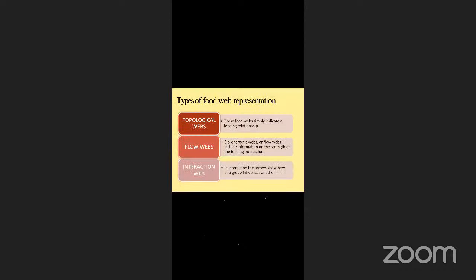Now food webs can be represented in three forms. One is topological webs. That means these food webs indicate only the feeding relationship, so we can see only which organism is feeding on which organism. But in flow webs, we can know the energy also: how much energy is transferred, and how it is transferred from one trophic level to another, and we can study the feeding interaction also. Then there is the interaction web. In an interaction web, we can see how one group influences another group and how the interactions take place. So these three types of representations are possible in a food web.